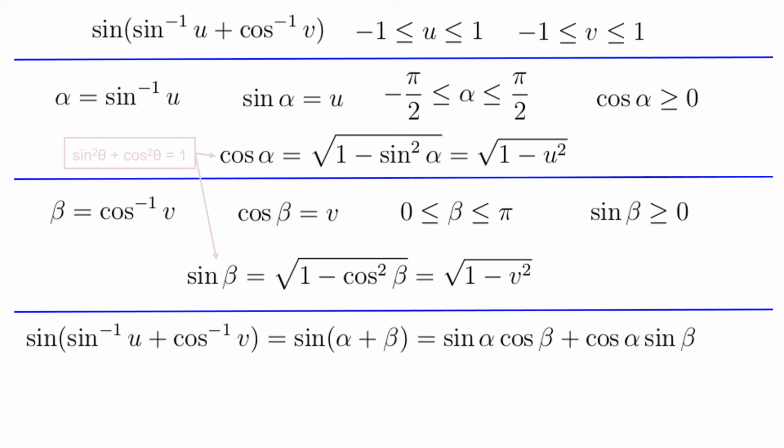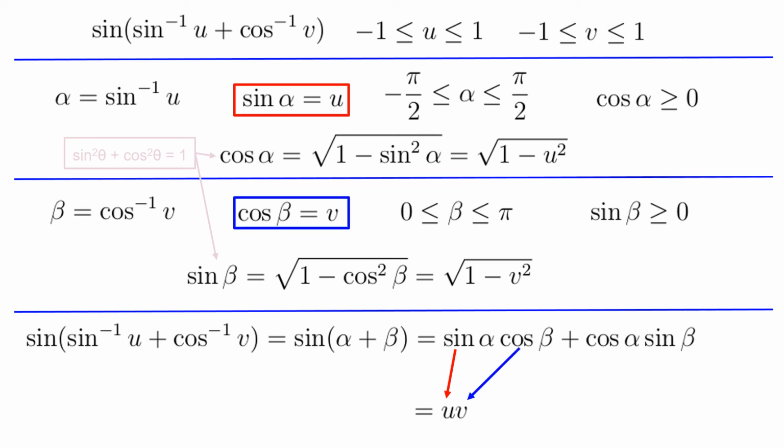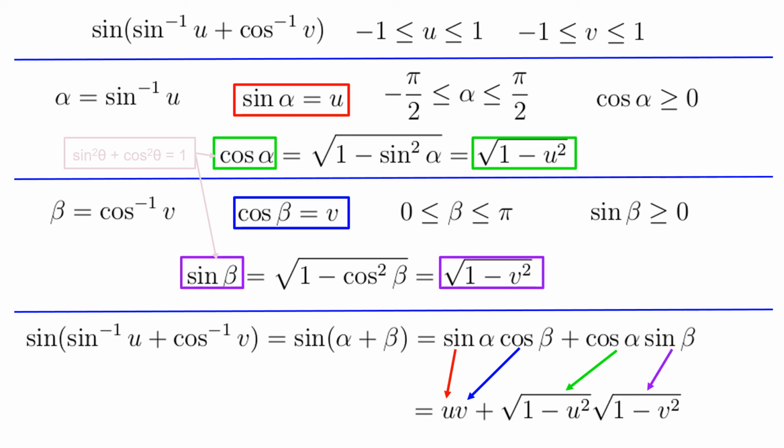Now we can use the sum formula for the sine function as follows. The sine of the inverse sine of u plus the inverse cosine of v equals the sine of alpha plus beta, which equals sine alpha cosine beta plus cosine alpha sine beta. We substitute in u for sine alpha, v for cosine beta, the square root of 1 minus u squared for cosine alpha, and the square root of 1 minus v squared for sine beta. And now we have an algebraic expression that is equal to the trigonometric expression we started with.